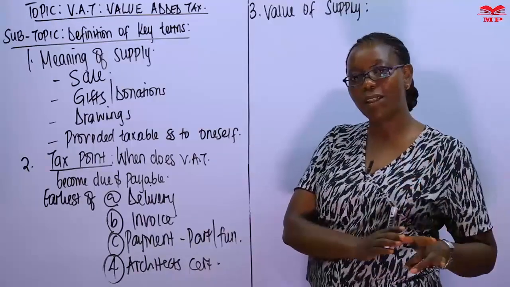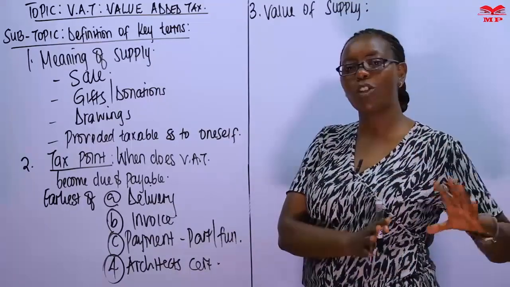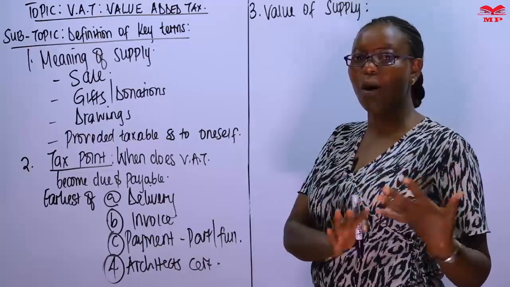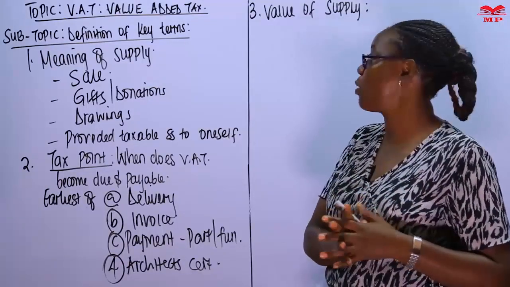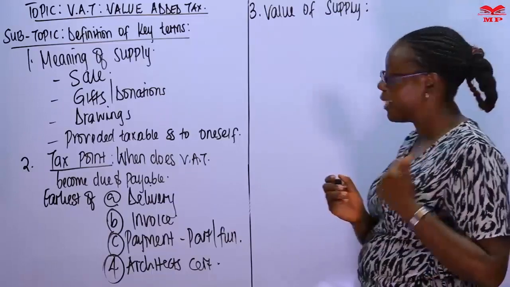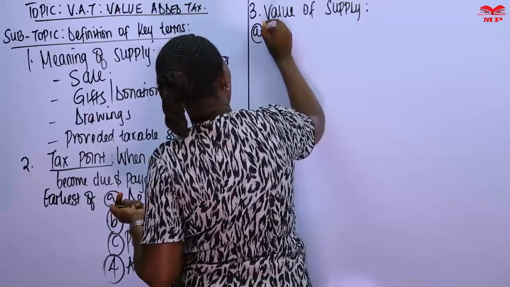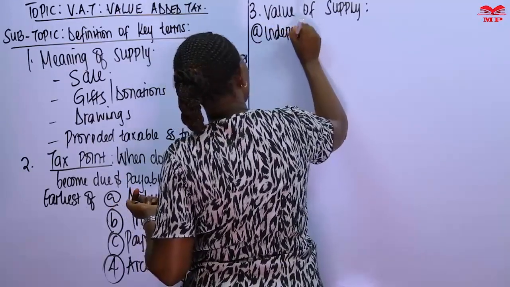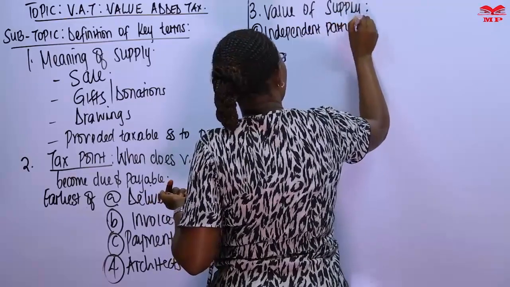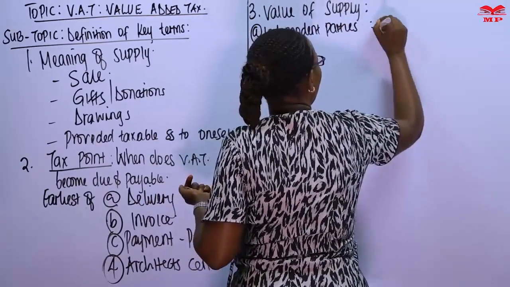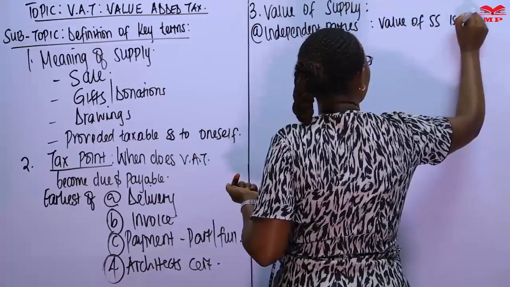Is it at arm's length or is it not at arm's length? Are the parties independent of each other or are they related as a result of some special relationship? In case of independent parties, or if the parties in a transaction are independent of each other, the value of supply is the price charged.